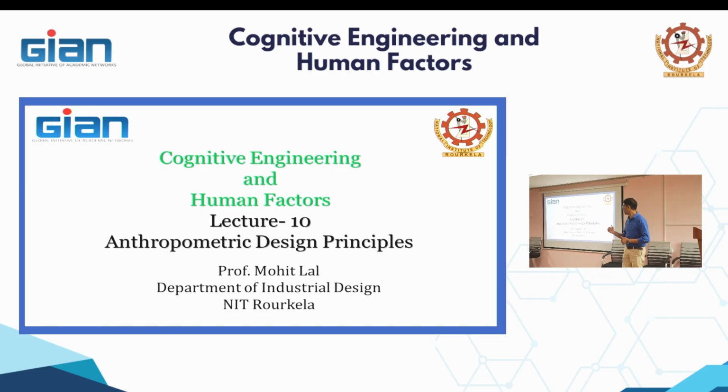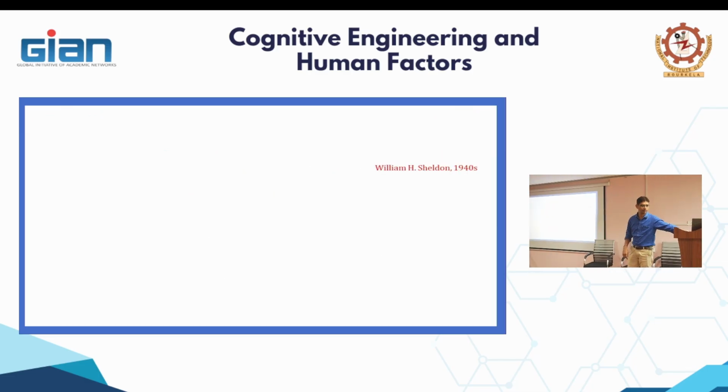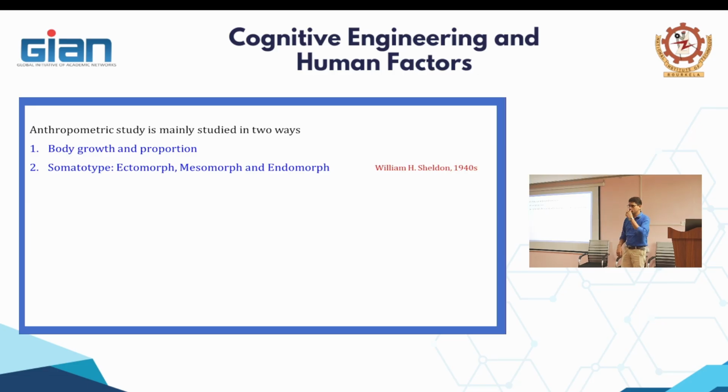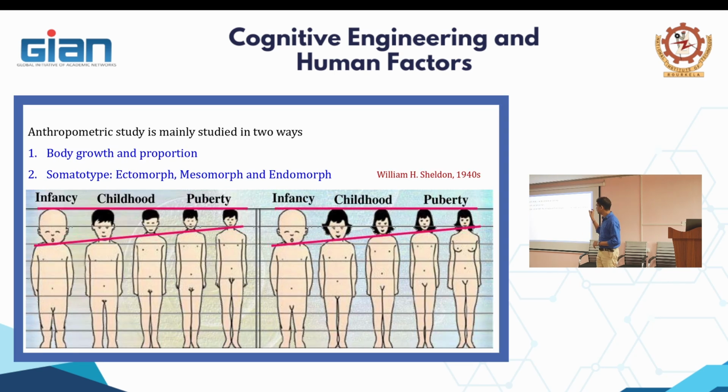Maybe some of you might know the terminologies. Basically, when we are analyzing or studying anthropometry, there are two different parameters or ways we try to describe and understand it. One is body growth and proportion. So what basically is body growth and what is proportion in our human body? Do you have any idea related to this?